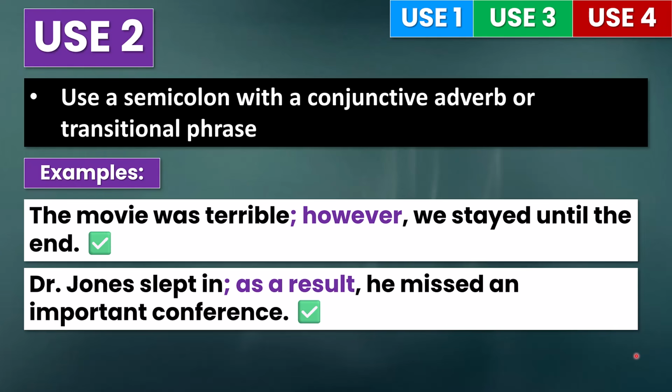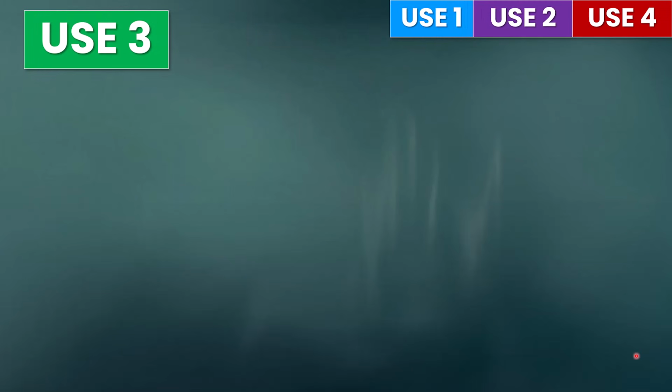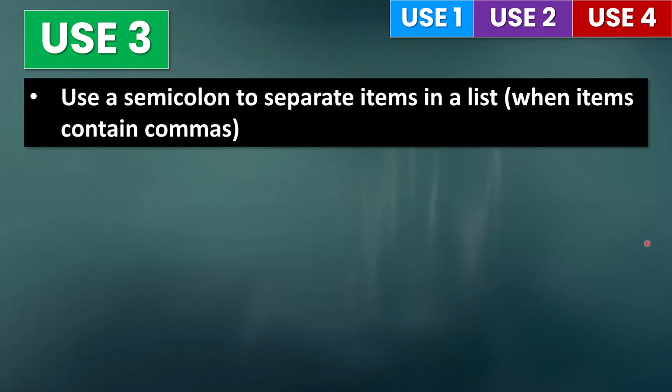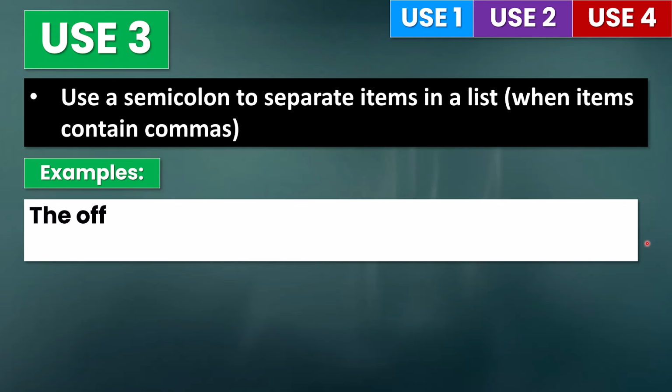So use 1 and use 2 are the most common uses of the semicolon, but we still do have 2 other uses. So let's move on to use 3. So rule number 3 is that we can use a semicolon to separate items in a list when items contain commas. So as we know, we use commas in a list of 3 or more. But what happens when the items in your list contain commas already in them? Well, it can get confusing. Let's look at this example.